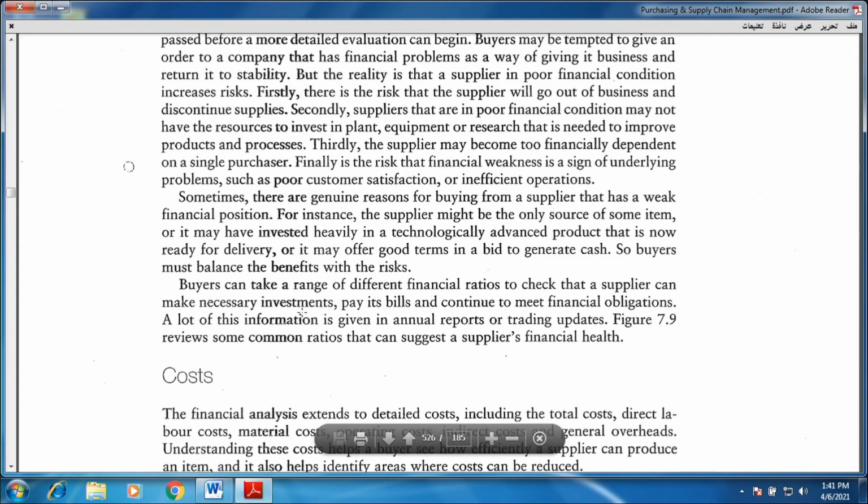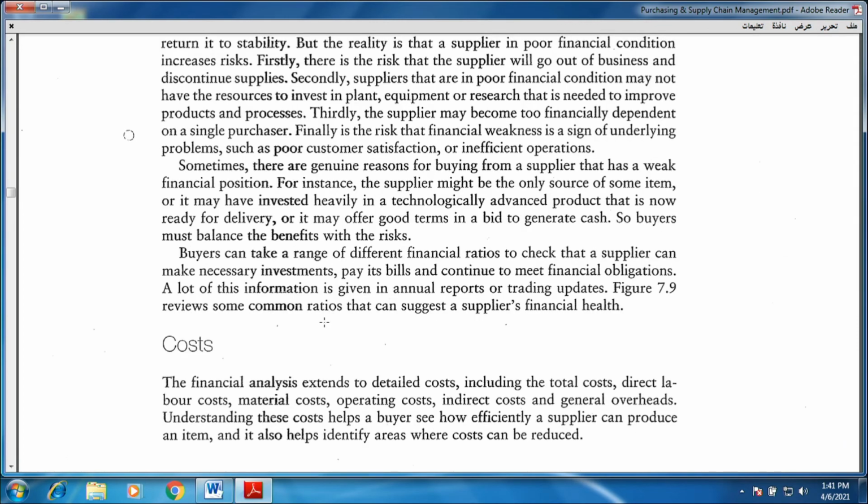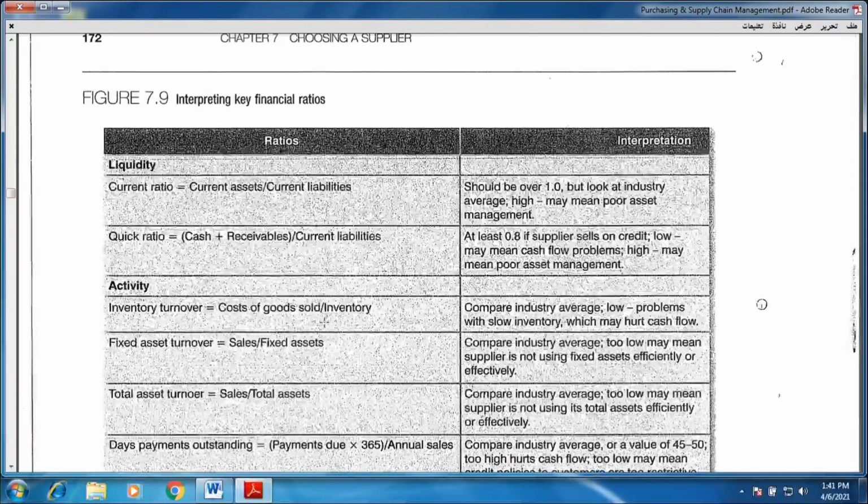Buyers can take a range of different financial ratios. The financial ratios help us in monitoring, controlling, planning, and following up the financial position of the organization, and they guide us on whether this organization has strong or weak financial stability. We study the financial ratios in the financial management textbooks, but here we have a very simple table that summarizes different financial ratios.